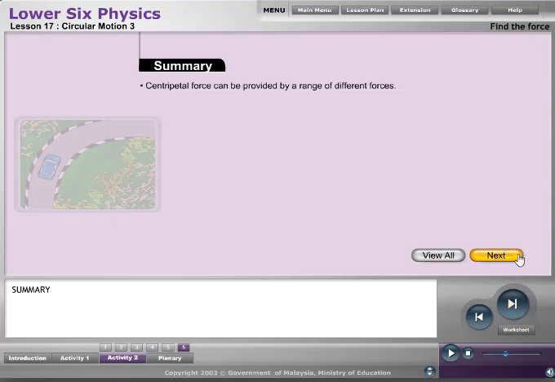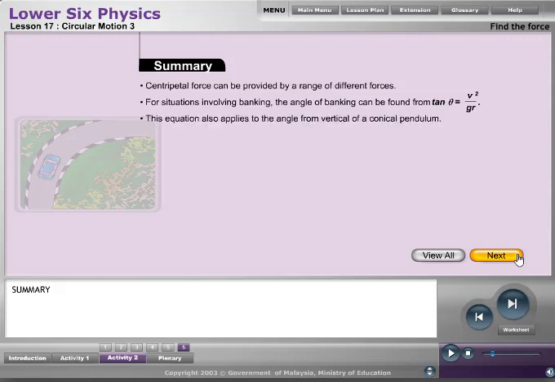Summary. Centripetal force can be provided by a range of different forces. For situations involving banking, the angle of banking can be found from tan theta equals v squared over gr. This equation also applies to the angle from vertical of a conical pendulum. The period of rotation can be calculated from T equals 2 pi r over v or 2 pi over omega.